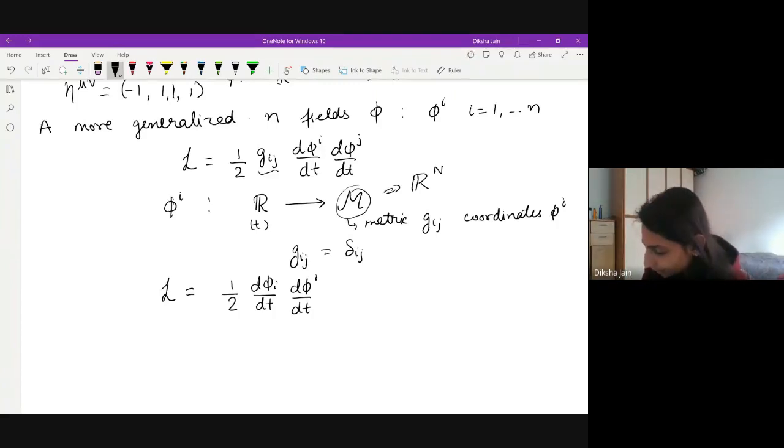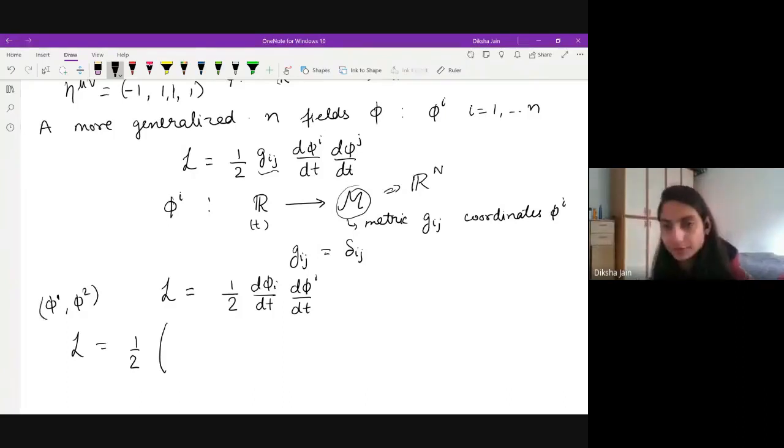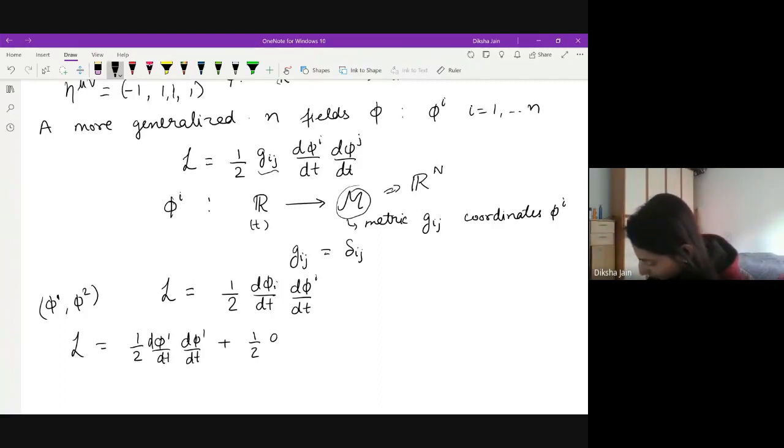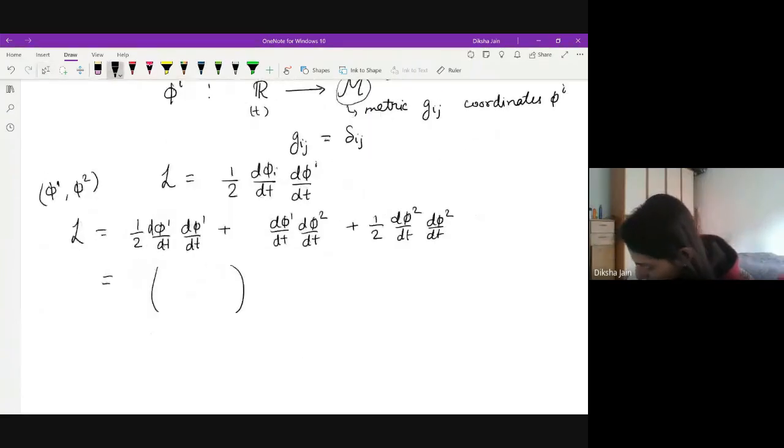Basically, this Lagrangian, you can write in terms of a matrix. Let's say I have two fields phi 1 and phi 2, and my Lagrangian is half d phi 1 by dt d phi 1 by dt, plus half d phi 1 by dt d phi 2 by dt. So I have a mixing term between phi 1 and phi 2, and let me just put one, and then plus half d phi 2 by dt d phi 2 by dt. I can write this as a matrix, with half, half, half, half as entries.